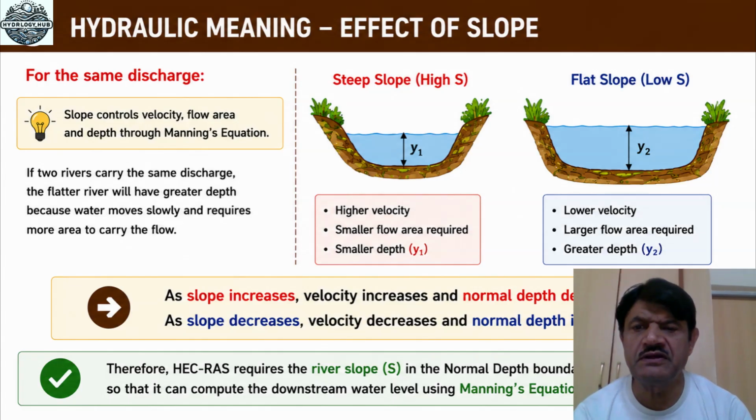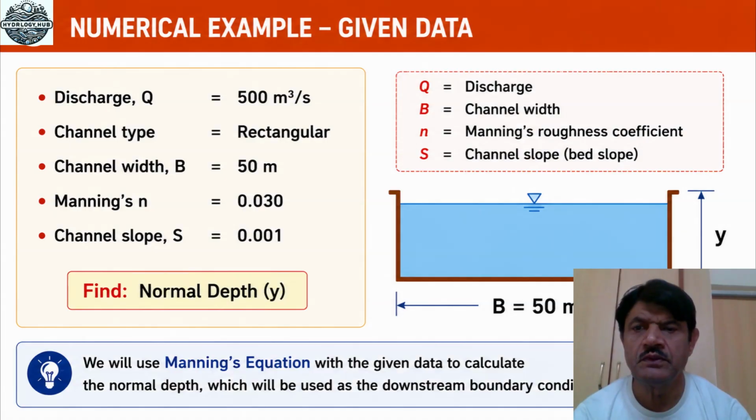So let us verify this mathematically with a numerical example. Consider a rectangular channel carrying a discharge of 500 cubic meters per second. The channel width is 50 meters. Manning's roughness coefficient is 0.03 and the channel slope is 0.001. Since the water depth is unknown, HEC-RAS initially assumes a trial depth. Suppose we assume a depth of 4 meters.